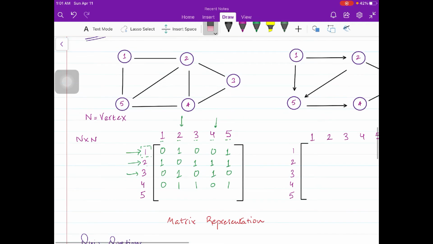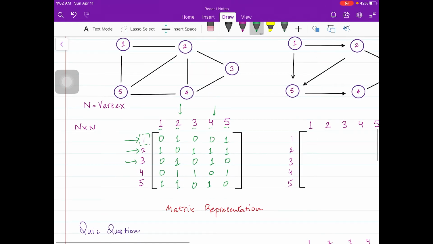So for 5 you have an edge to 1, so here it will be 1, right? For 2 and 4 there are also edges. So for 2 and for 1, sorry, I'm saying for 4, and for 3 and 5 there are no edges, so it will be 0 and 0. My bad, I apologize for this mistake.